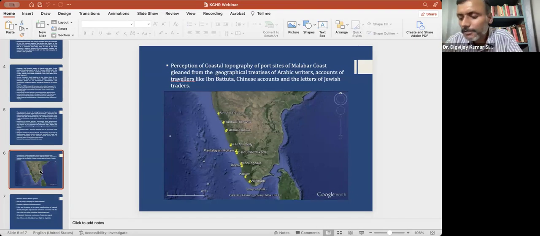Now, if we look at the description, for example, of these port sites, for example, Manjarur or Valarapattanam or Pantalayani Kollam or Kaulam or Kulam, then we'll find that many of these port sites are discussed by Ibn Khurdabdeh or Ibn Battuta or Al-Idrisi in the minutest of details.